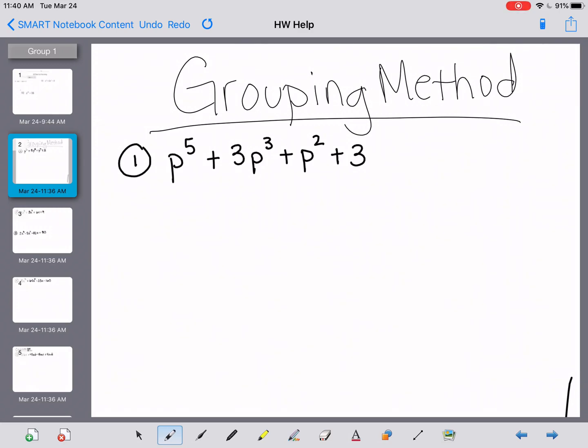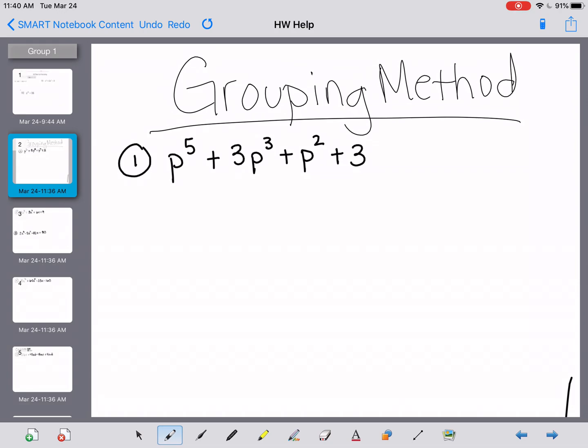Right, today we are learning our final type of factoring, which is the grouping method. So far we have done GCF, double bubble, and difference of two squares, and now the final one is the grouping method.